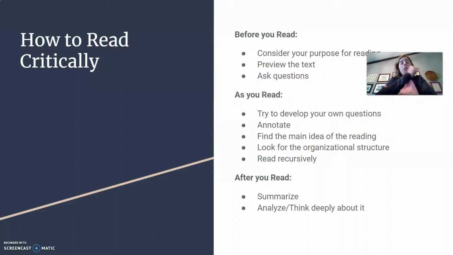So for us, our purpose for reading the article is to see how it contributes to the idea of looking at diversity on campus and why some groups are more successful than other groups. All right, so before you read, you're going to set your purpose for reading, and then based on that, you're going to preview the text and ask questions. Previewing the text means just looking through how many pages it is, what kind of subheads are there, getting an idea about what you're going to read about.